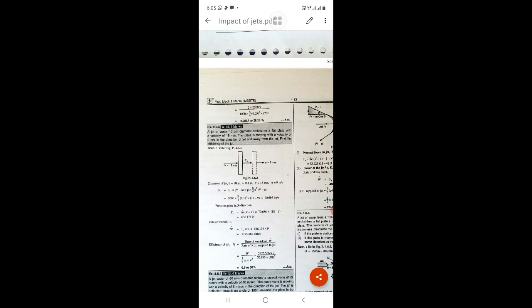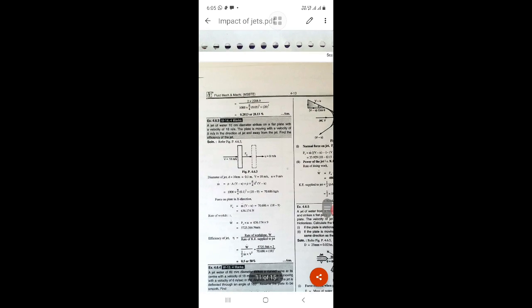Firstly, 10 centimeter converted into meter. So V is 80 meter per second, U is 9 meter per second. So rho A V. So with the help of that, force is equal to m dot (V minus U), 70.686 into (80 minus 9). So that is 636.174. So W is equal to Fx into U, 636.174 into 9.